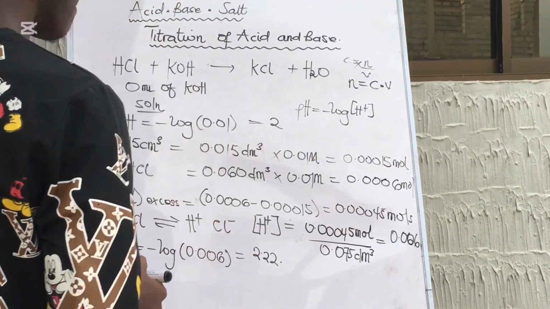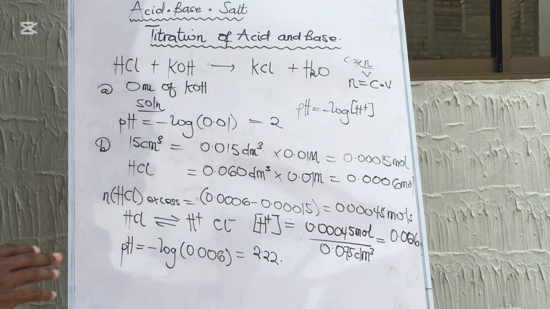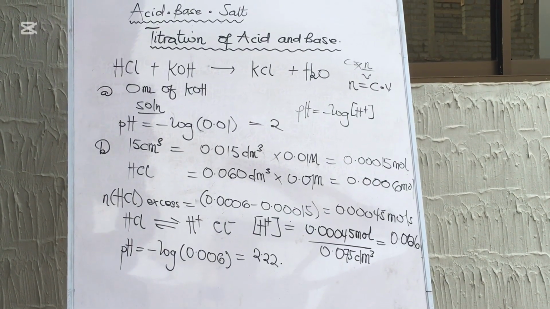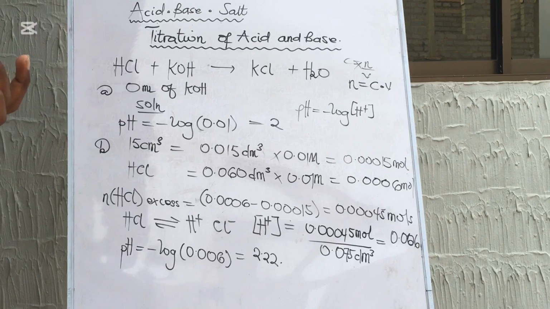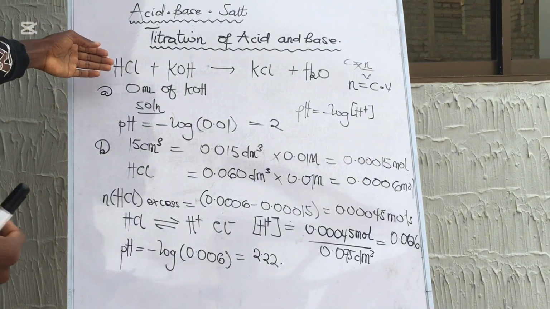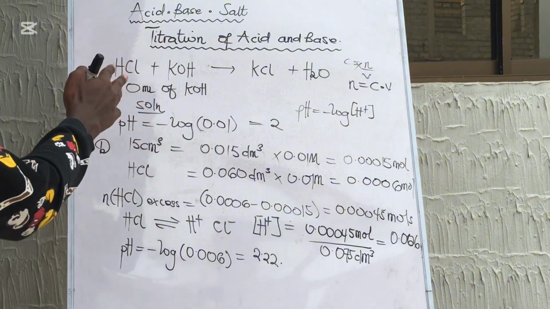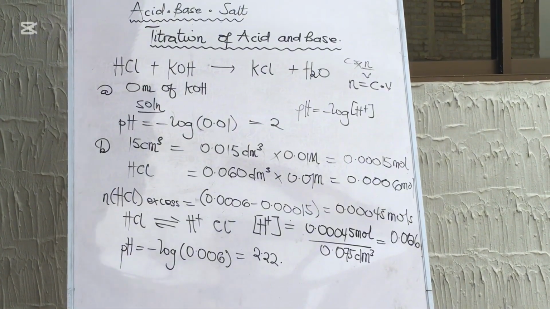You could see that from our previous calculation, where we had not added anything to the solution, we had a pH of 2. Now the pH is increasing from 2 to 2.22. So what is it trying to imply? It implies that you are approaching a neutral region, because you are adding some amount of OH, and this OH is going to react with the H plus from the acid to give you water. The pH of water is actually 7.